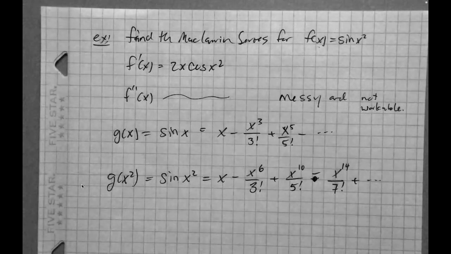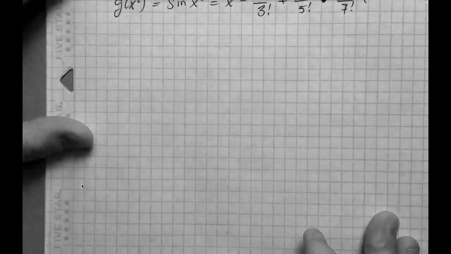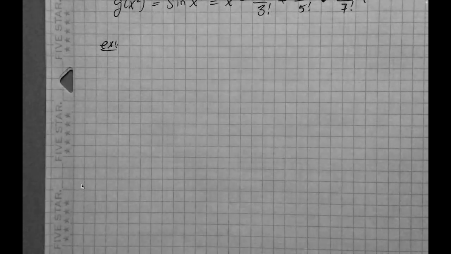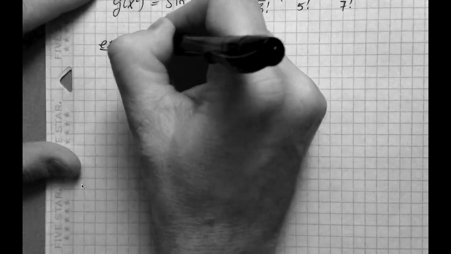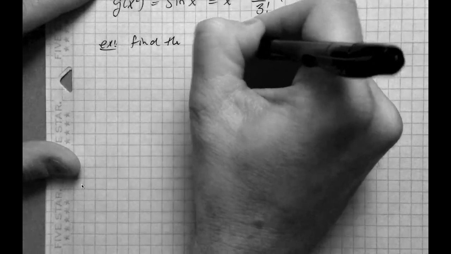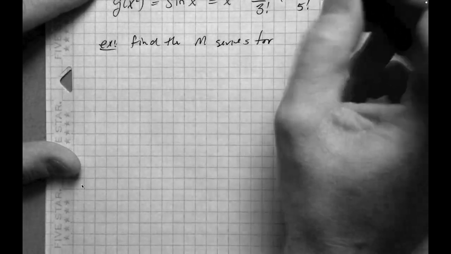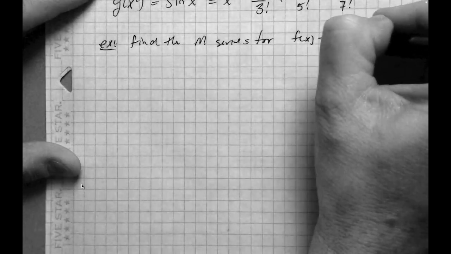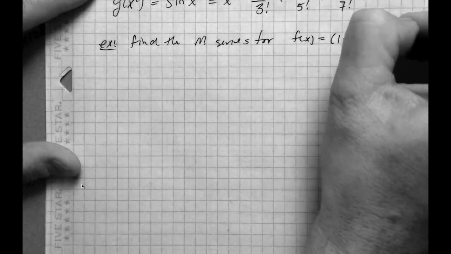Okay. How about another example? One more example. I keep saying one more. I just can't stop. Let's find the MacLaurin series for f of x equals 1 plus x to the k power.